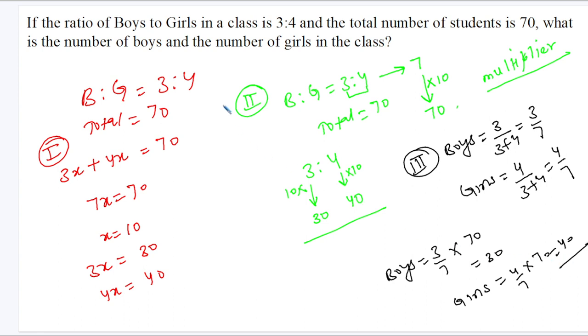So however you do, I'll tell you the method of solving these types of questions will be faster using the second method. That's the method basically about comparing the part of the ratio with the absolute or the actual value and then finding out the multiplier.